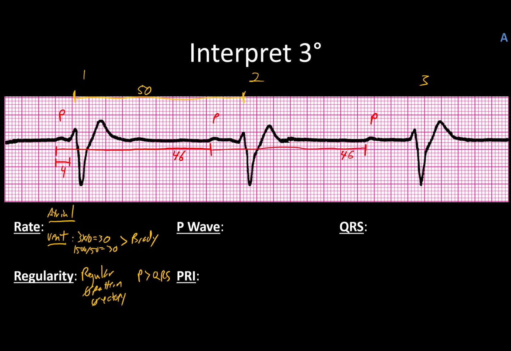Okay, those are both 46. If I measure out the PRIs for both of these, I get about 8.5. And then I'll measure just for consistency from here to about there. That one comes out to 14. So I have progressively lengthening PRIs, which may make you think, okay, this could be a second degree type 2, and maybe another beat or two down it'll wind up dropping.